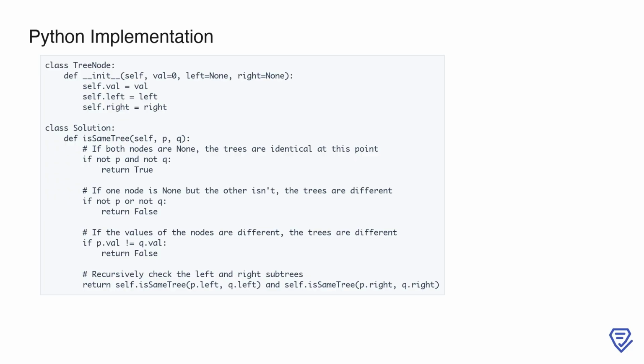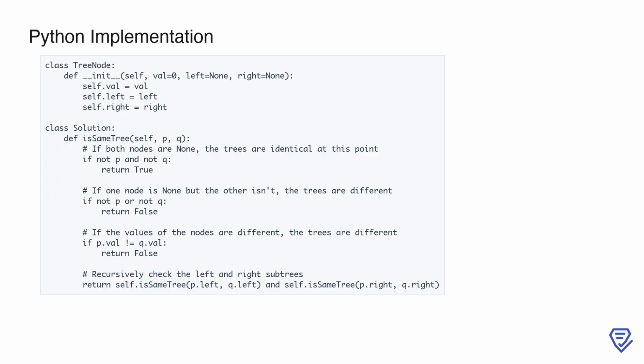If one of the nodes is none while the other is not, it means the trees differ in structure at this point, so the function returns false. Next, the function compares the values of the current nodes, p.val and q.val. If the values are different, the trees are not identical, and the function returns false. Finally, the function makes recursive calls to isSameTree for the left children, p.left and q.left, and the right children, p.right and q.right. The results of these recursive calls are combined using a logical AND operator. This ensures that both the left and right subtrees must be identical for the entire trees to be considered identical.